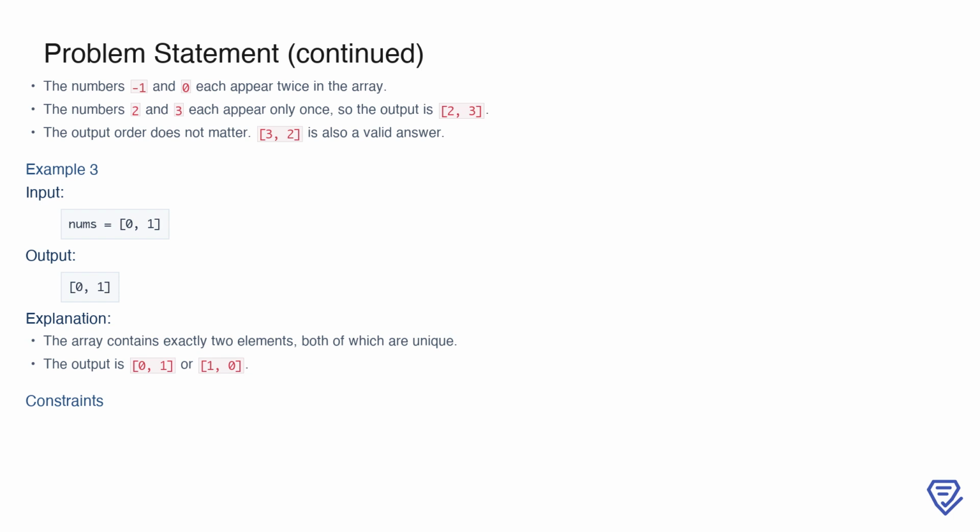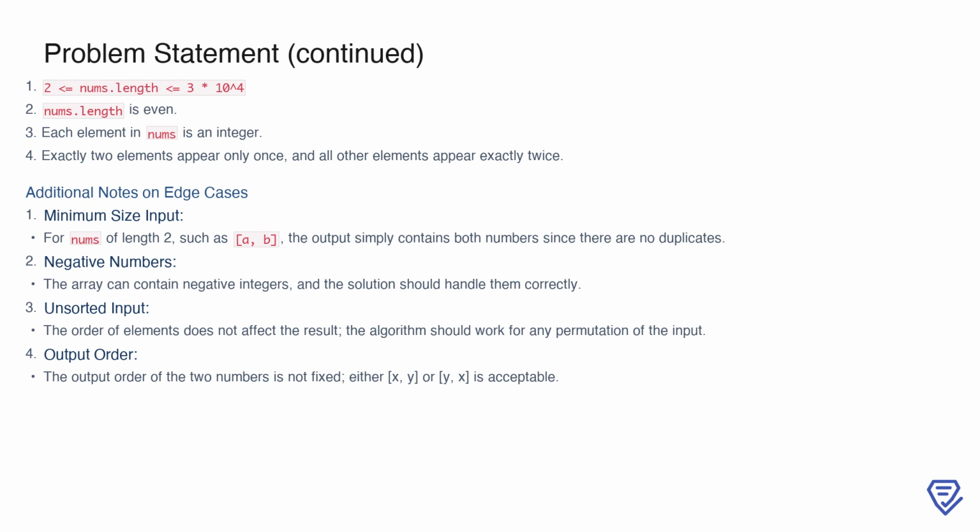Now, let's review the constraints and additional notes on what to consider when solving this problem. The constraints specify that the length of the array nums is at least 2 and at most 30,000, and it will always be even. The array contains integers, and exactly two elements appear only once, with all other elements appearing exactly twice. Regarding edge cases, for the minimum input size of 2, such as a, b, the output will simply include both unique numbers. The solution must also handle negative integers properly.